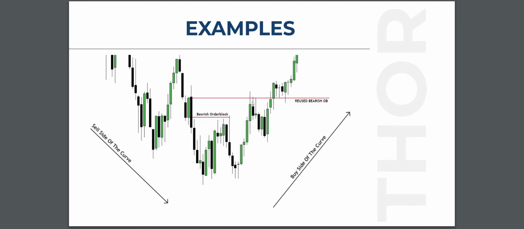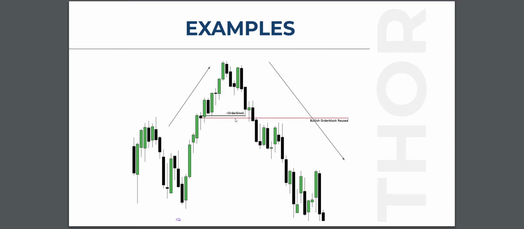No fair value gaps, no breaker block there. It is being reused and expanding higher. And on the downside, we have a bullish order flow. We're expanding higher to seek liquidity, and then market sentiment has changed, right? On the buy side of the curve, we have an order block right there. It's being used to go long.